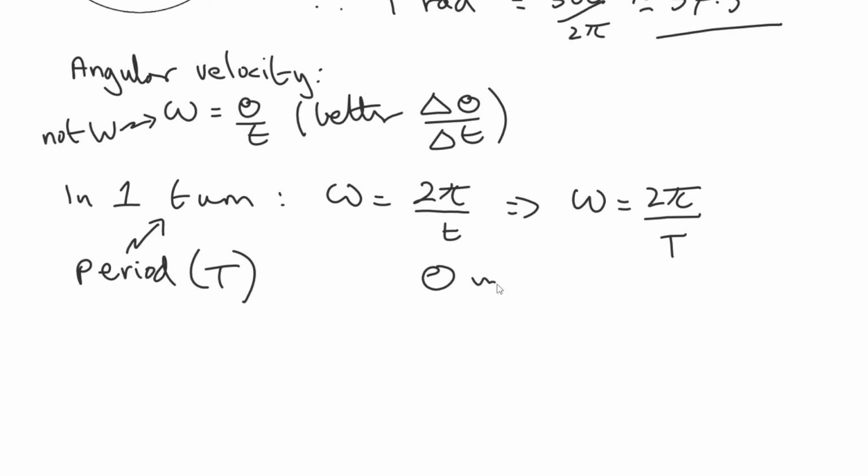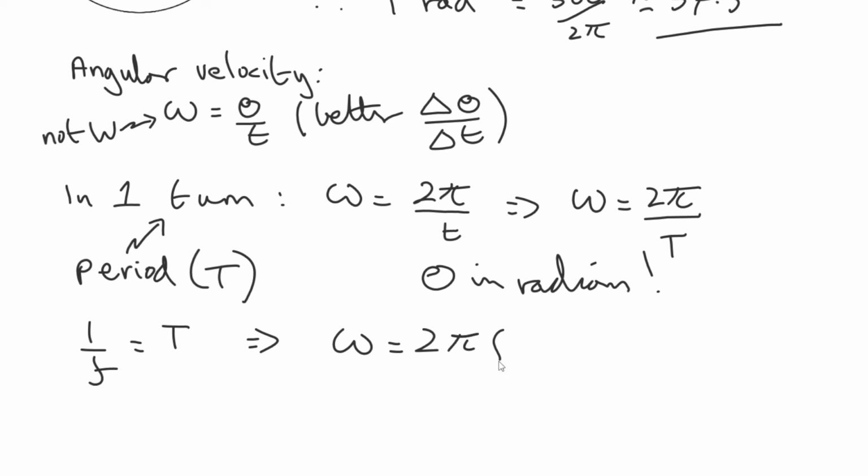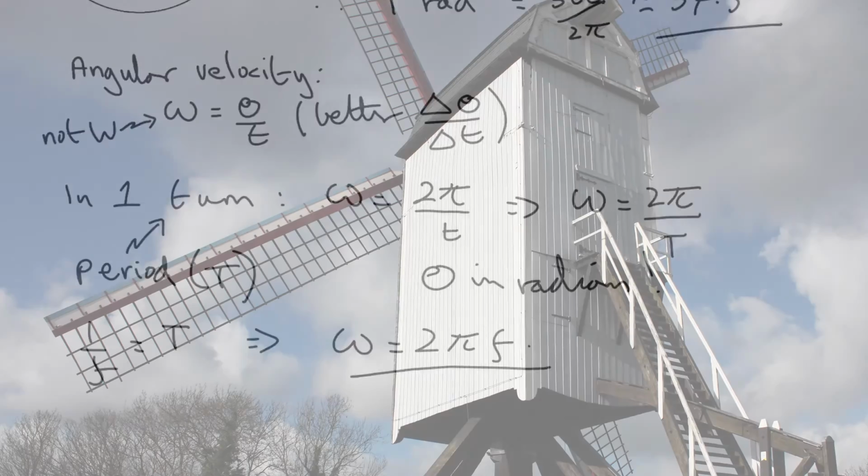Of course, don't forget theta has to be in radians for these formulas to work. Now, hopefully you can recall from earlier work that 1 over the frequency is the same as the period. Such a massively useful formula. Therefore, we can rewrite omega as being equal to 2 pi f.